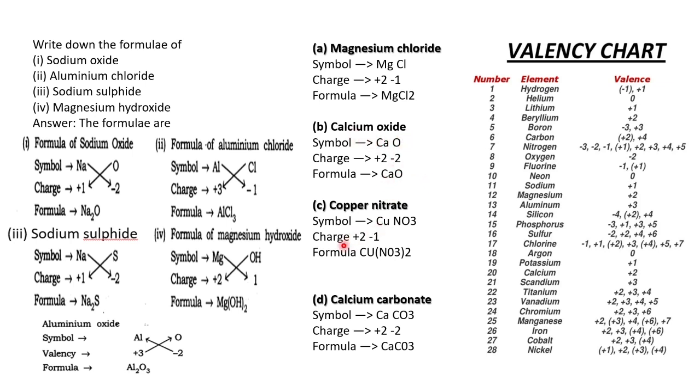Next, copper nitrate. Copper Cu, its charge is 2. Nitrate NO3, its charge is 1. So by cross multiplication, Cu(NO3)2. Again we should not confuse NO as nitrogen and oxygen; this is together nitrate, and we write it within the brackets, nitrate twice. Okay. Calcium carbonate. Calcium is 2, carbonate is 2. So the 2 gets cancelled, CaCO3. Next.